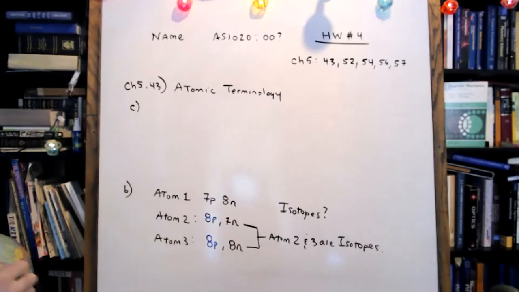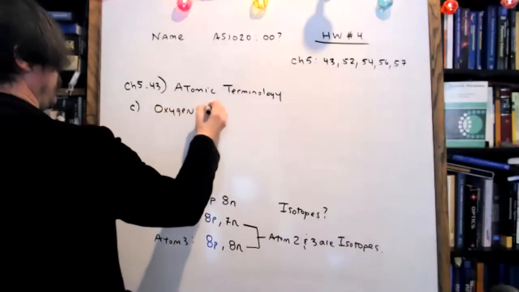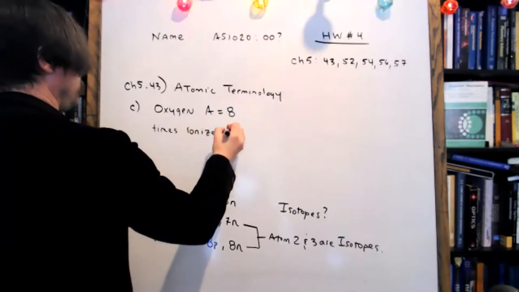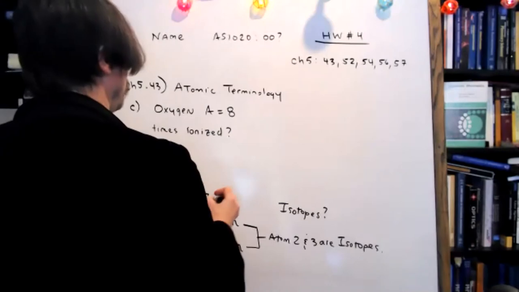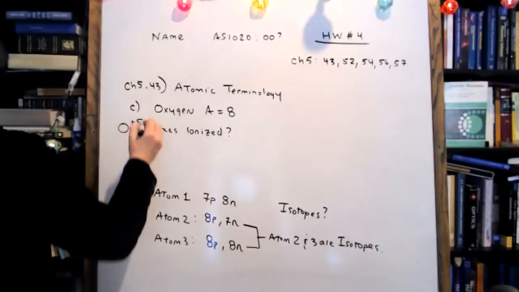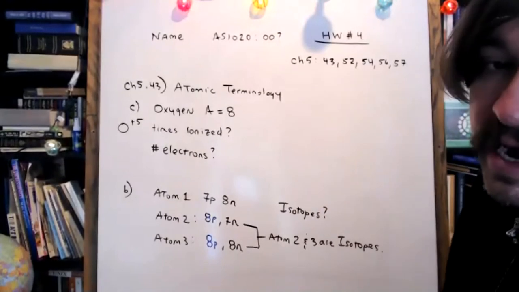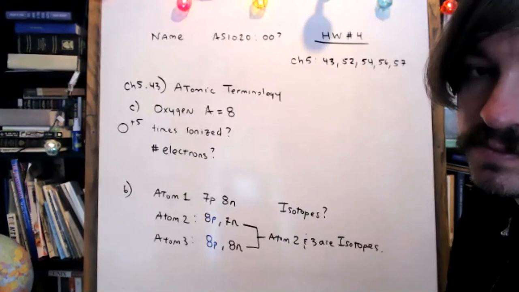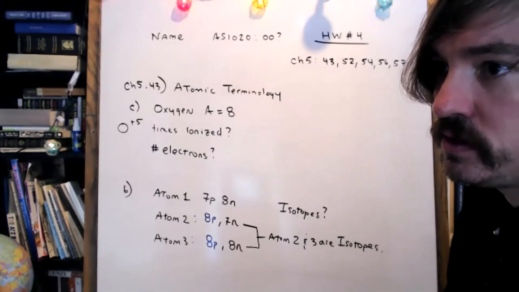When you're ready, Mariah. Oxygen has the atomic number of 8. How many times must an oxygen atom be ionized to create O plus 5? It has a plus 5 at the top of it. I don't know how to say that ion. You just say oxygen plus 5 ion. And then how many electrons are on an oxygen plus 5 ion? How many electrons would oxygen have if it was neutral? The atomic number is 8. What does that mean? Would it also be 8?